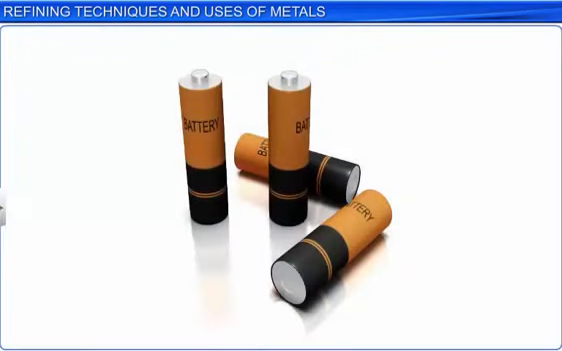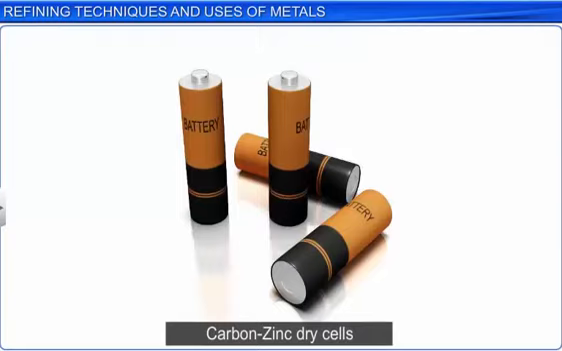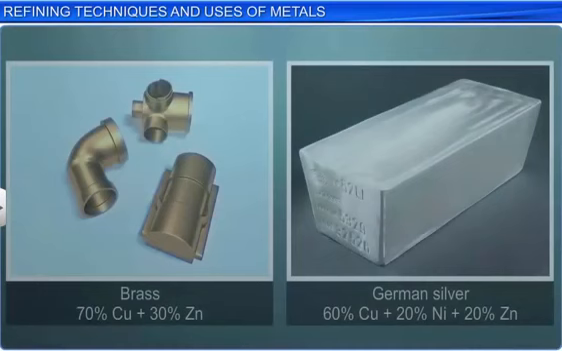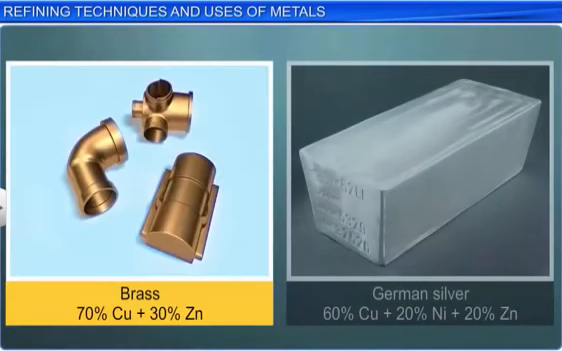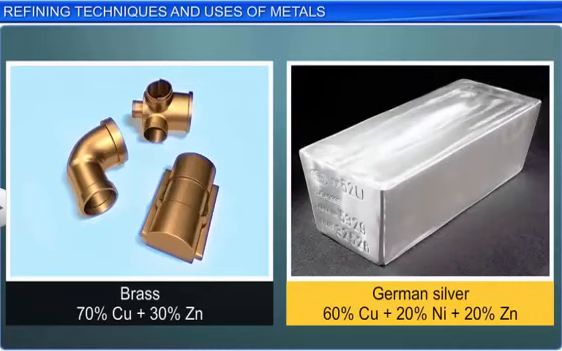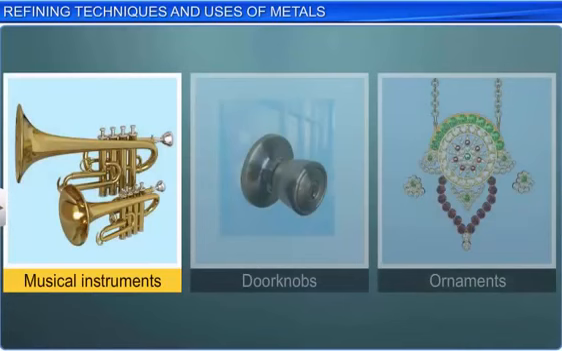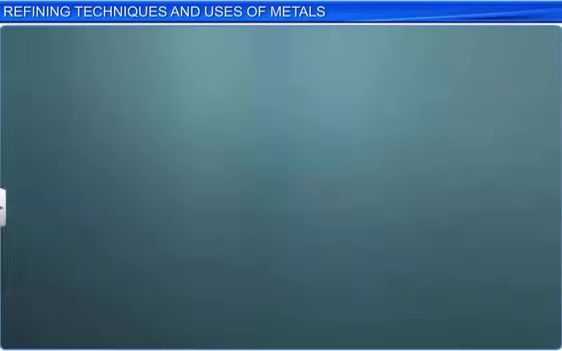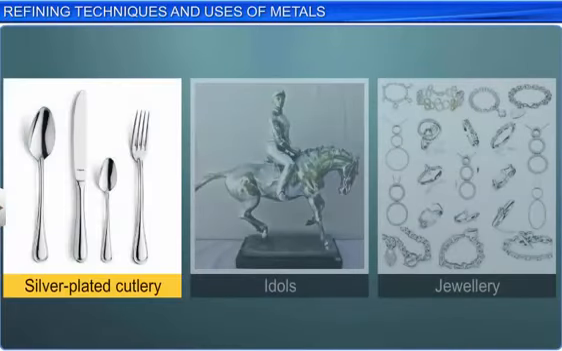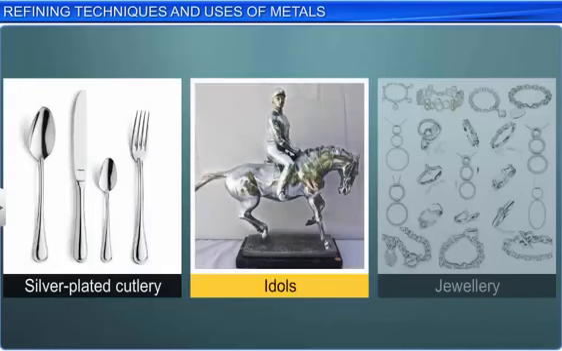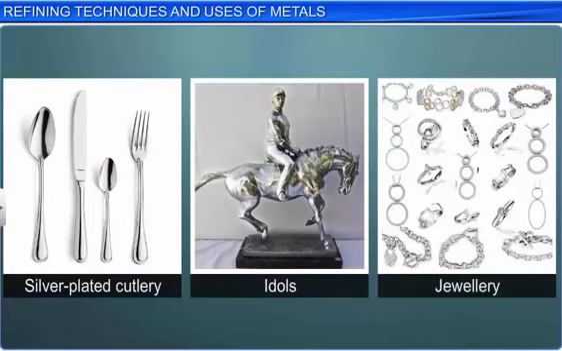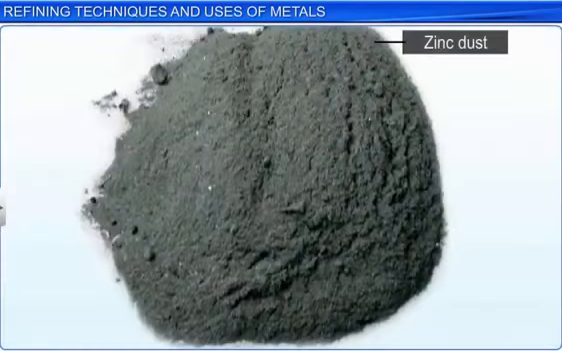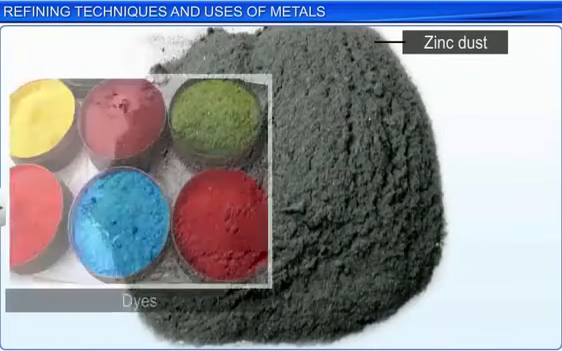Zinc is extensively used in carbon-zinc dry cells or batteries. Zinc forms alloys such as brass with copper and German silver with copper and nickel. Brass is used in musical instruments, doorknobs, and ornaments, while German silver is used to make silver-plated cutlery, idols, and jewelry. Zinc dust is used as a reducing agent in the manufacture of dye-stuffs and paints.